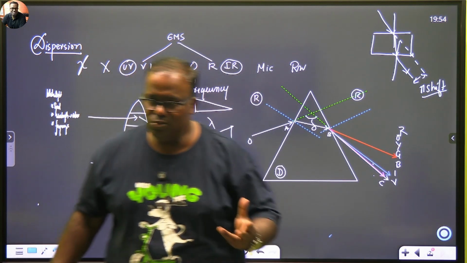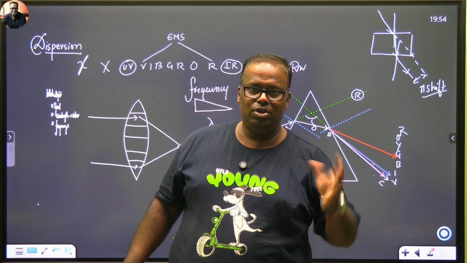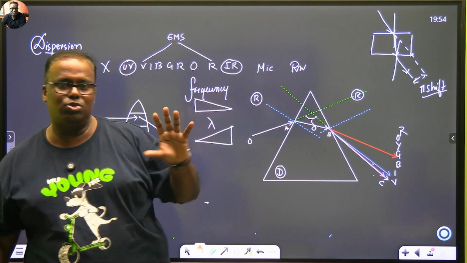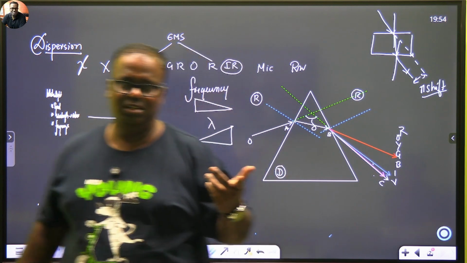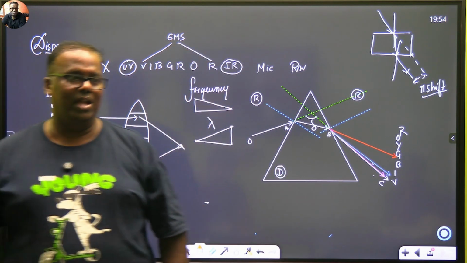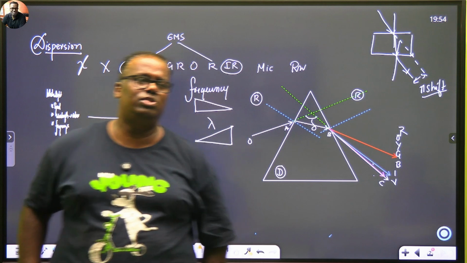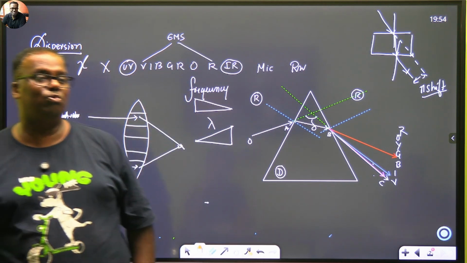You know Newton's wheel? You can make a wheel of these 7 colors as concentric circles and then spin the wheel. What is the color you will see? White.